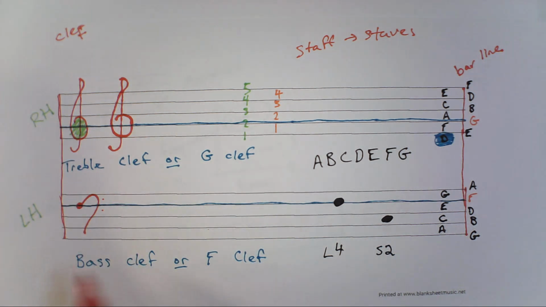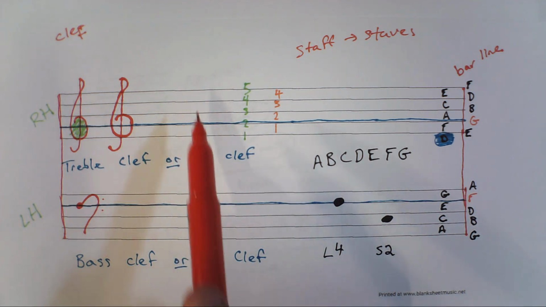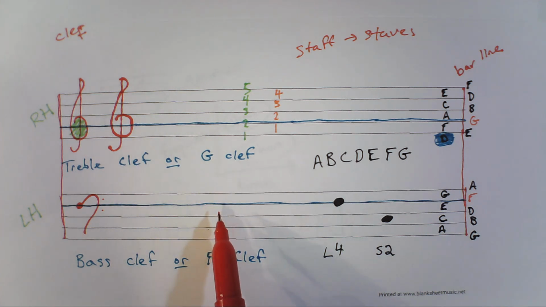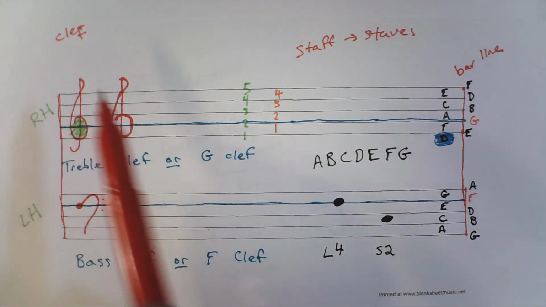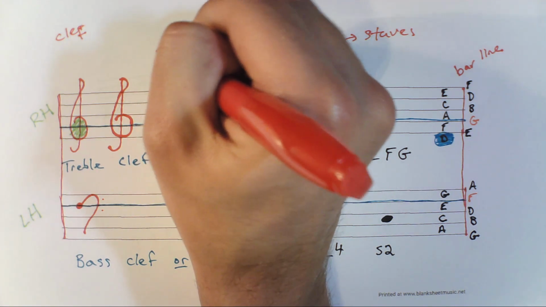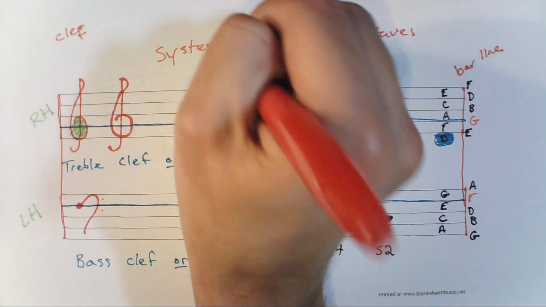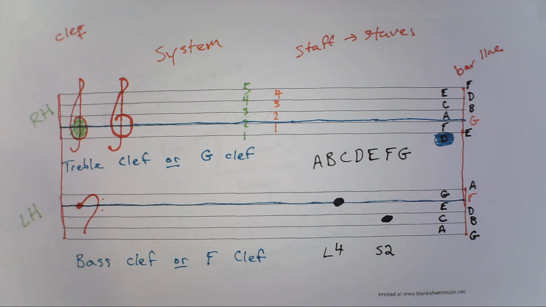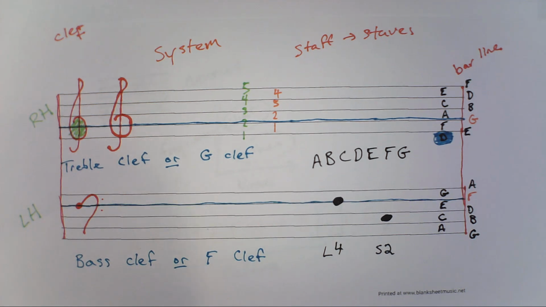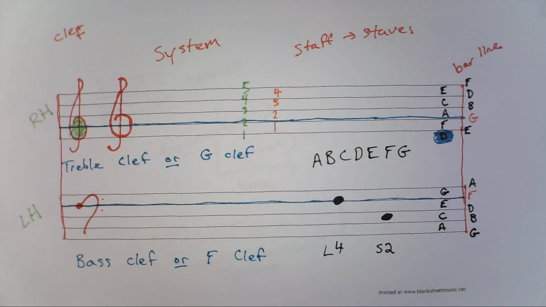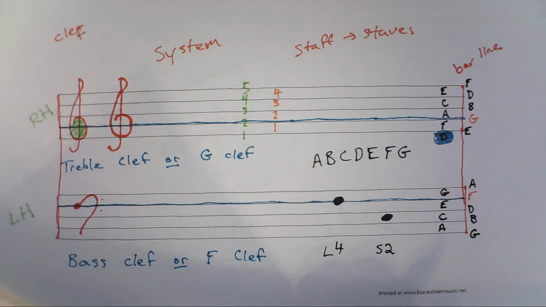Whenever you put bar lines through multiple staves and you have things happening at the same time, so maybe an alto singer and a tenor singer, or a right hand and a left hand, that is called a system. This whole thing is called a system. And there's a very special kind of system that we use when we play piano, and that is called a grand staff.